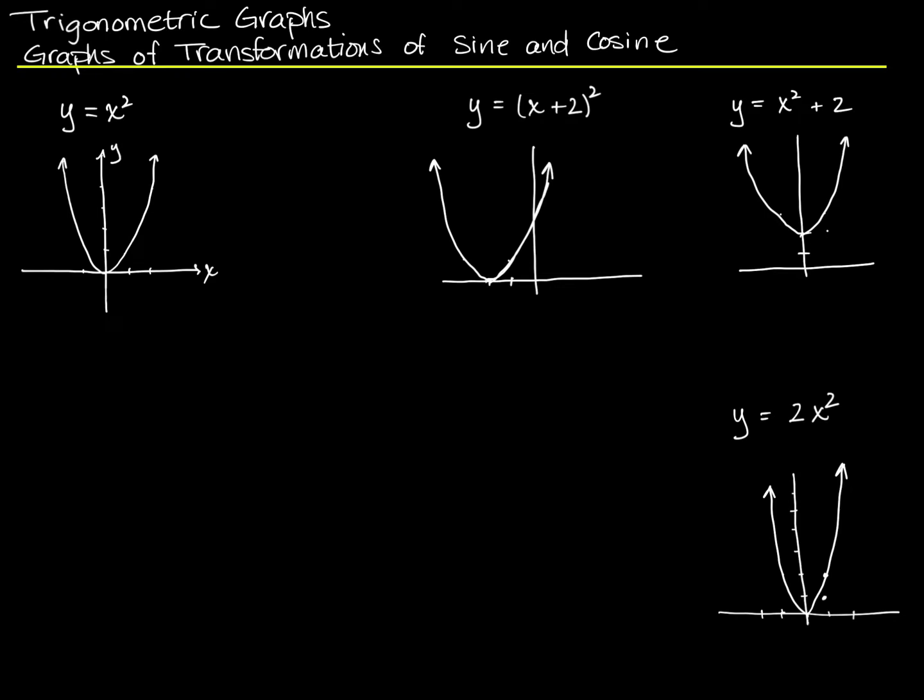And then we also know the graph of y equals negative x squared is the same as the graph of y equals x squared, but it's upside down.